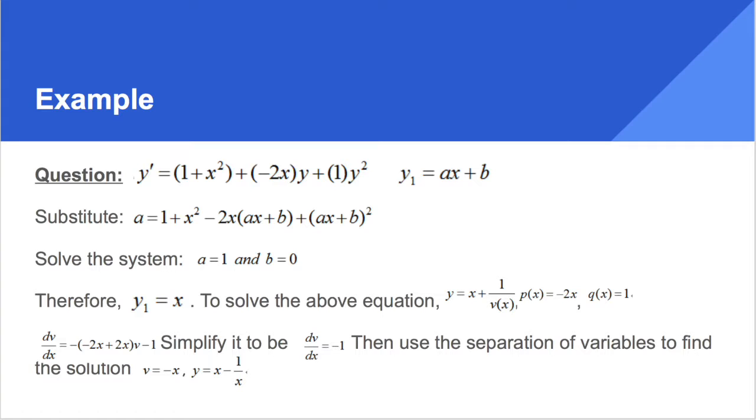For this kind of differential equation, we have the general solution y equals y1 plus 1 over v of x, where y1 equals x, p of x equals negative 2x, and q of x equals 1. Simplifying the above equation, we have dv/dx equals negative 1. This can be easily solved by separation of variables, and the solution is v equals negative x. Therefore, the solution of the differential equation is y equals x minus 1 over x.